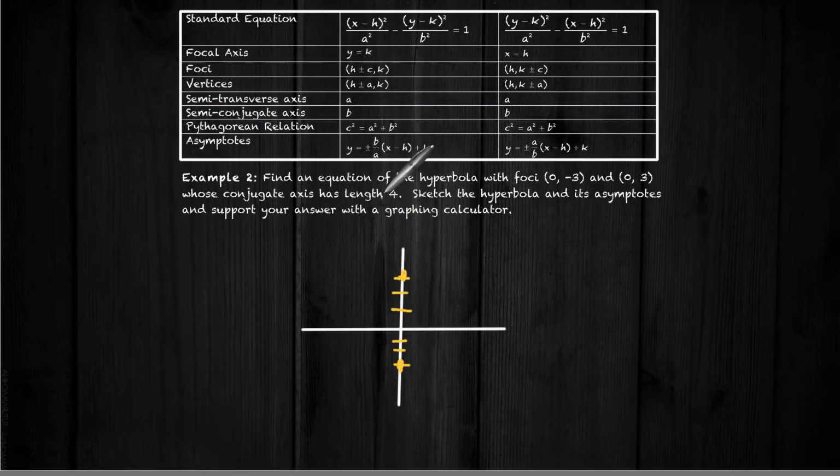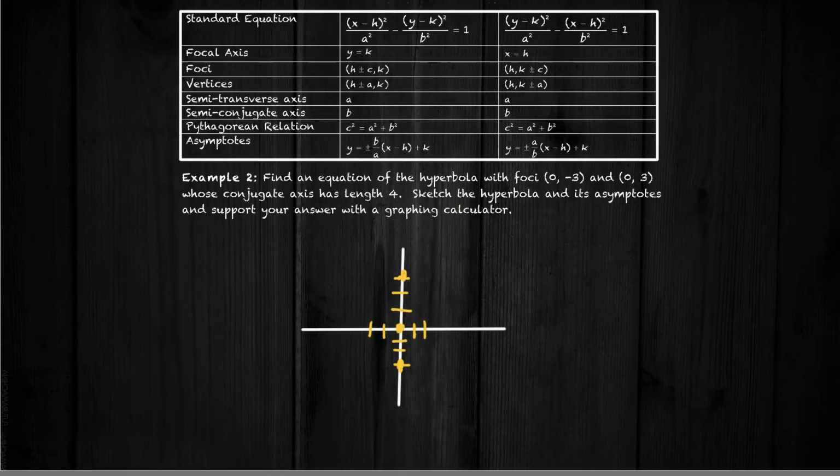And it tells us that, remember, the foci are located on the transverse axis. So let's go ahead and put our center there. And so the conjugate axis has a length of 4. Now you got to be careful. That means it has a length of 4, so that means you have to go right 2 and left 2.